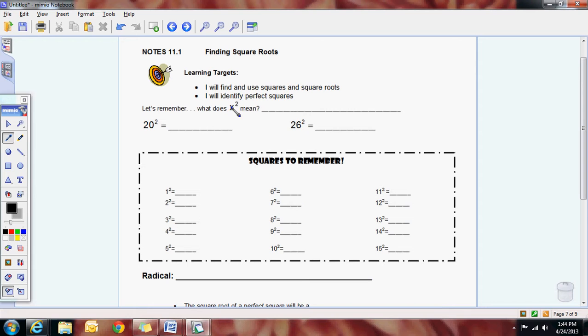So let's first figure out what this means. If I have x to the second power, or x squared, you should know that it is just that times itself. So this would mean x times x. If we have a number squared, so 20 squared, it would just mean 20 times 20. Same thing here. 26 squared would just mean 26 times 26. Simple as that. A lot of times they do 26 times 2, and that is very incorrect. So it's the number times itself.